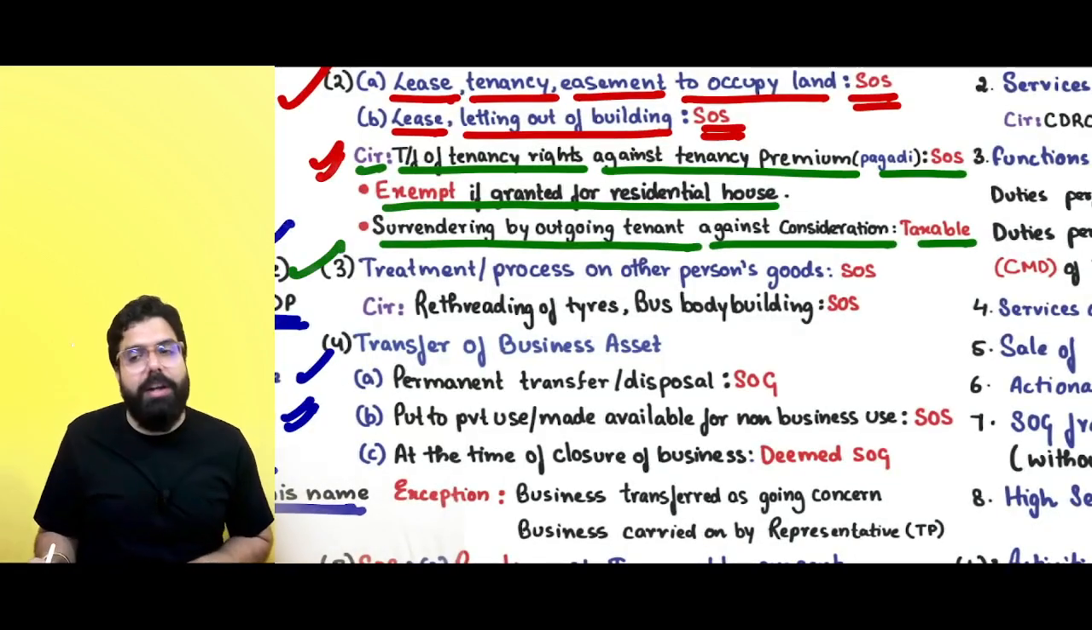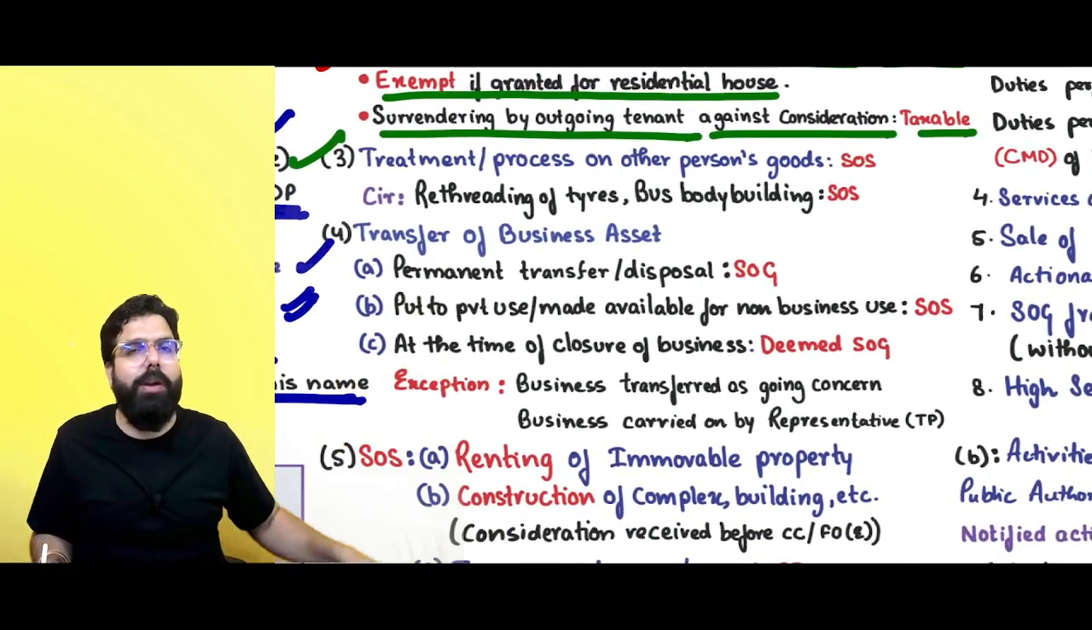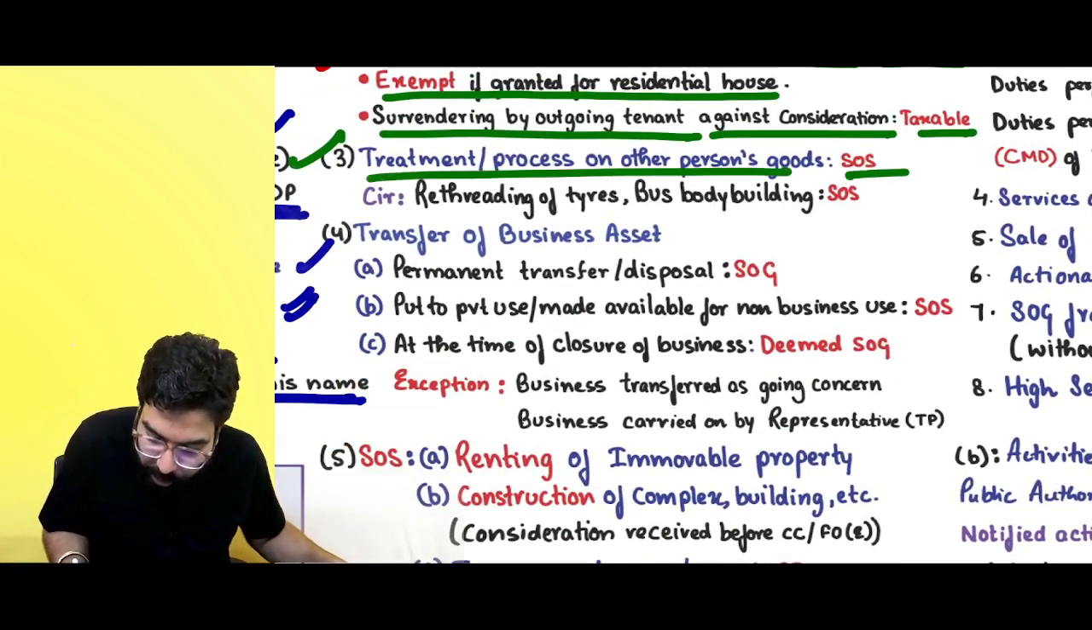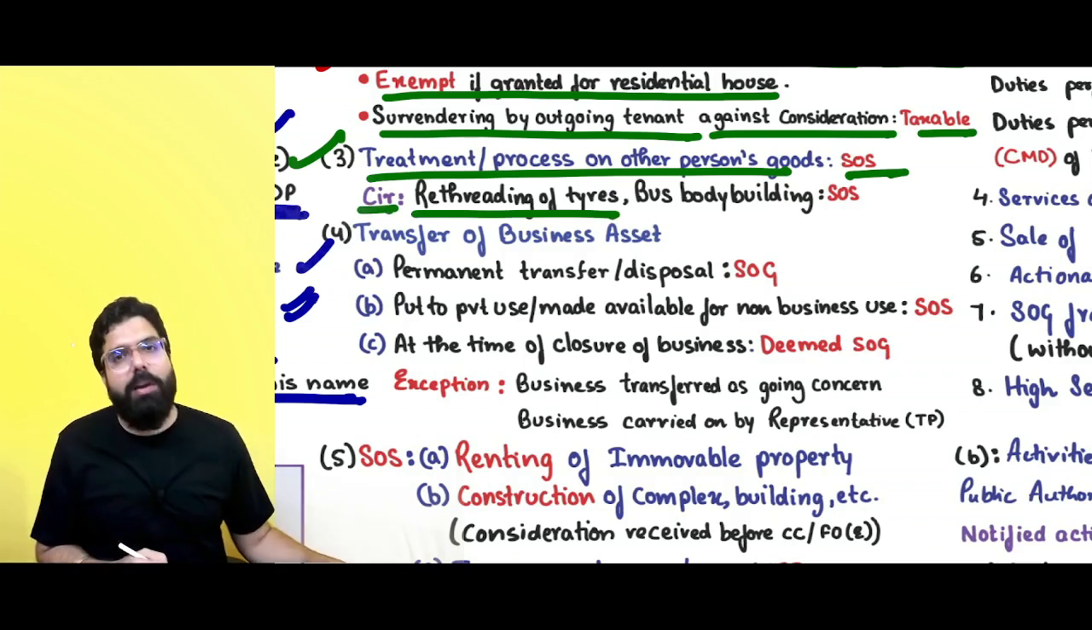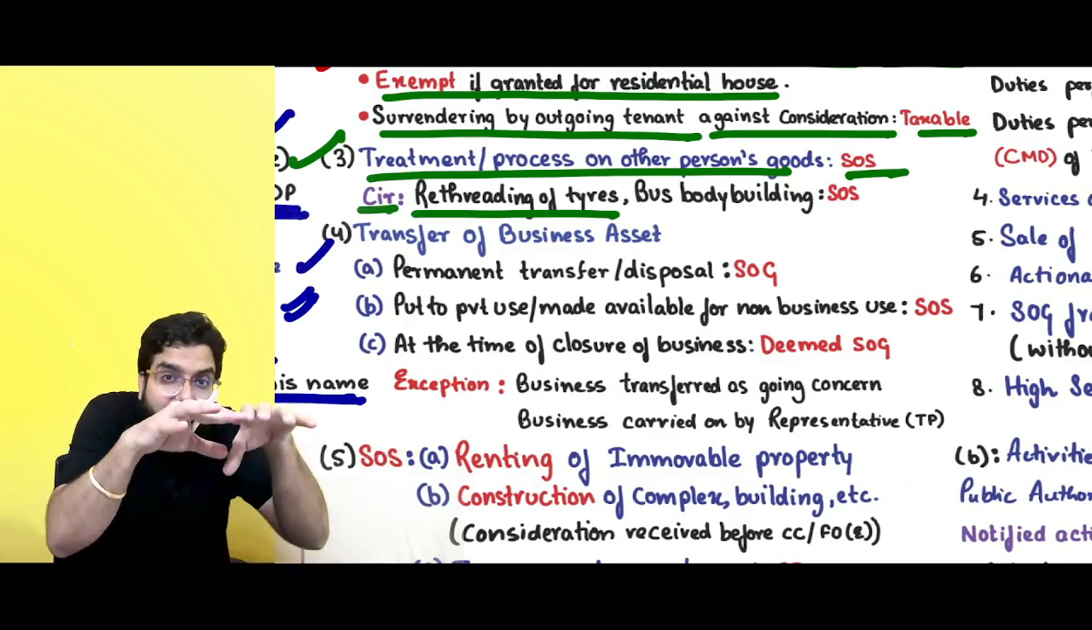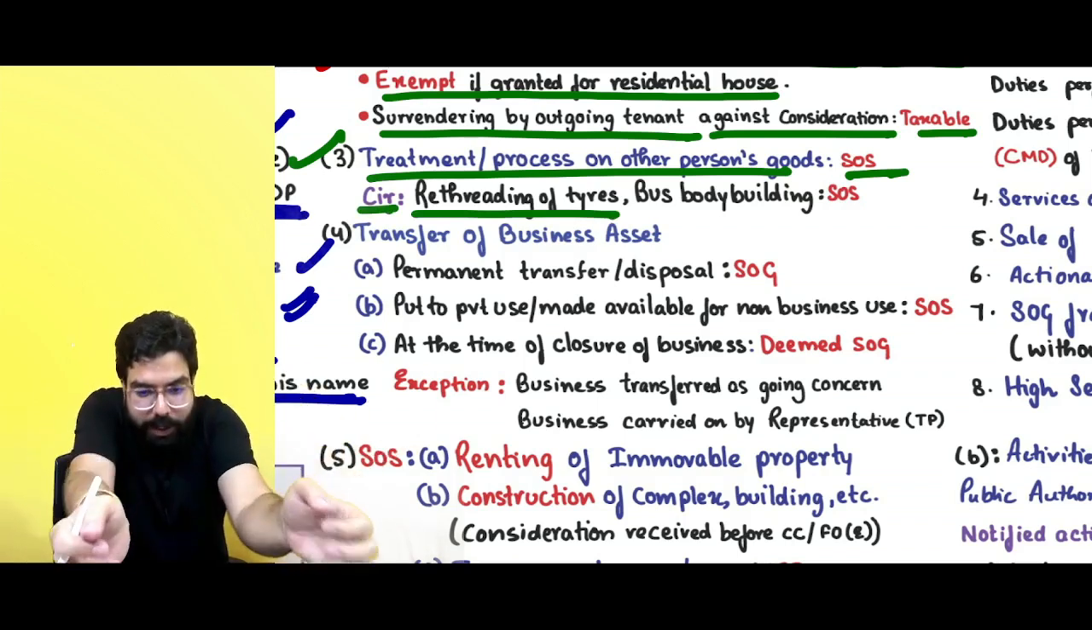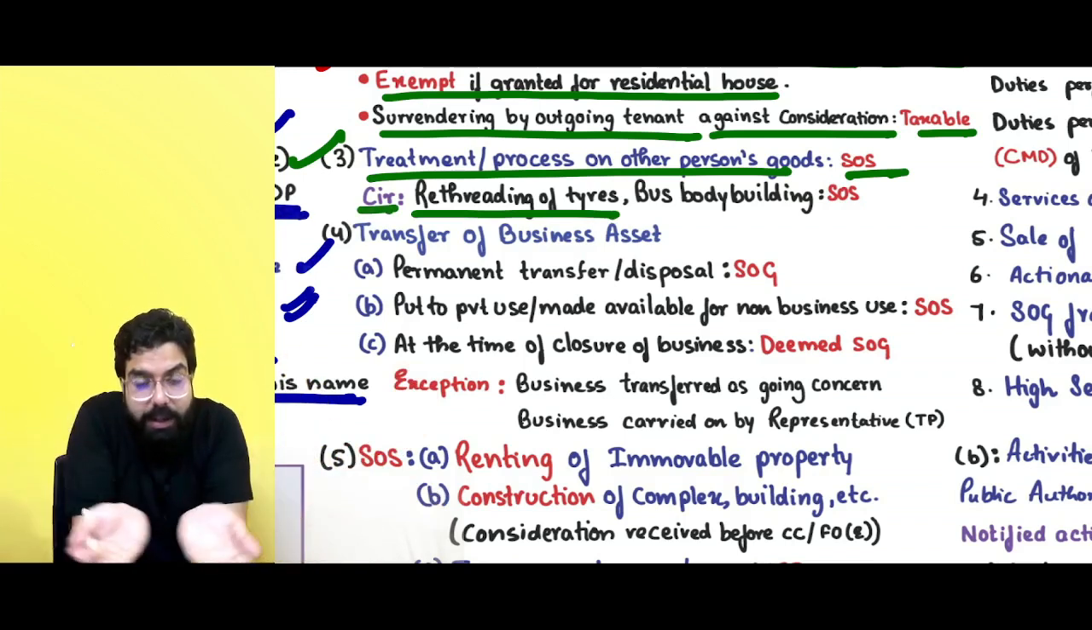The third one over here is treatment or process. If I am doing treatment or process on another person's goods, it is always a supply of service. Here retreading of tire was there. If I do retreading of a tire, I took the tire from your car and I have done the retreading of the tire.